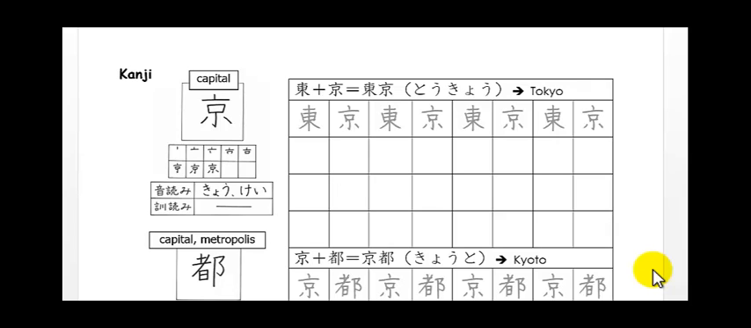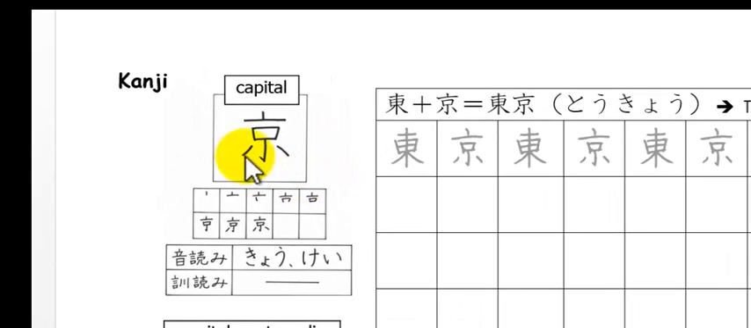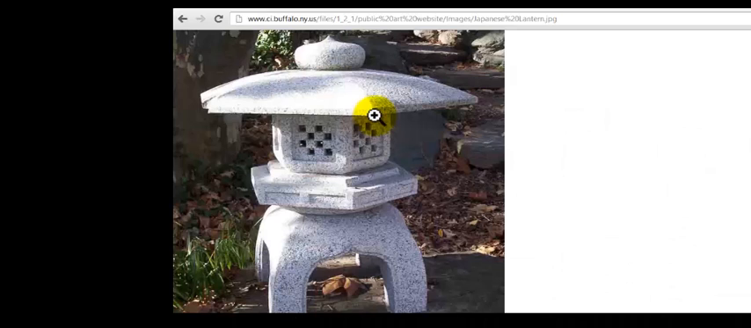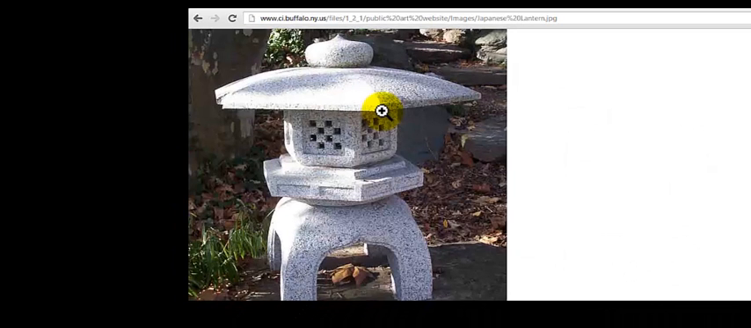And page 26. Here we are, starting with the kanji for capital. Have a look at it. I'm going to show you a picture. Have a look at this picture of a Japanese lantern. Check out the shape. Then I'm going to show you the etymology for the kanji for capital.